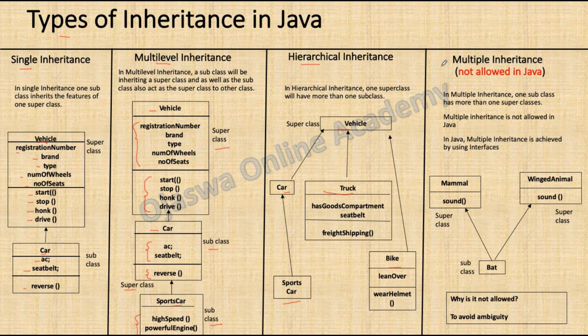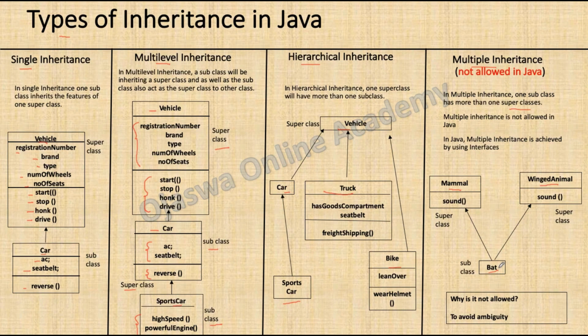So there is one more type of inheritance, multiple inheritance, which is not allowed in Java. What is multiple inheritance? One subclass has more than one superclass. Multiple inheritance is not allowed in Java. In Java, multiple inheritance is achieved by using interfaces. Now what is an interface? We have a separate video on that. Let us take a real life example. There is a class mammal and there is a class winged animal. These are the two superclasses. Class bat inherits mammal as well as winged animal. So this is multiple inheritance, where a subclass inherits more than one superclass.